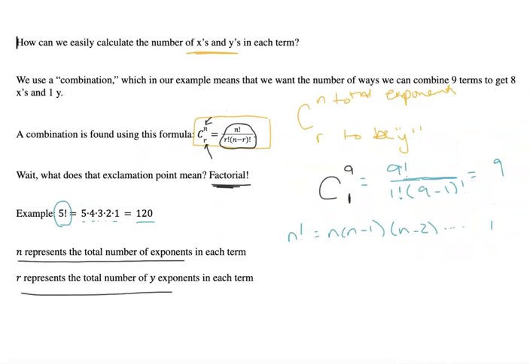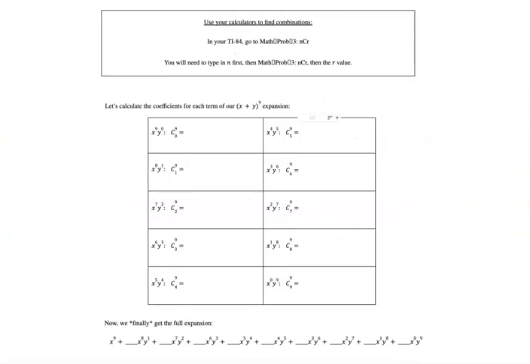So 9 is going to be the coefficient of the x to the 8th y to the 1st term. But we want to do this in our calculator. So in your calculator, on your TI-84, I want you to go, these all should be arrows here, math, probability, and then choice 3 is nCr. This is how it's written in your calculator.